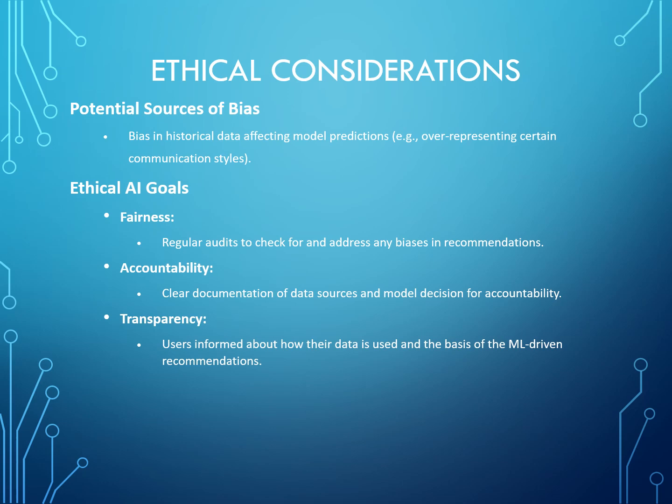For the ethical considerations, we have potential sources of bias, such as bias in historical data that affects the model's predictions. And then we also have ethical AI goals. We really need to look at fairness and make sure regular audits are checking for and addressing any biases in the recommendations. The accountability component will include clear documentation of the data sources and model decisions. And for transparency, the users are informed about how their data is used and the basis of the machine learning driven recommendations.